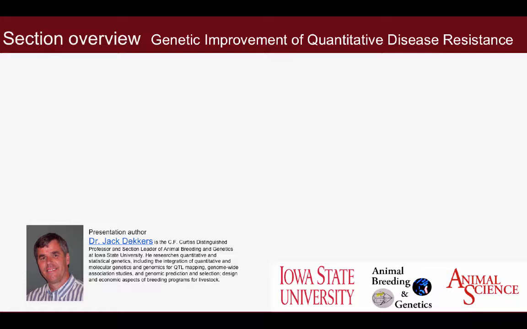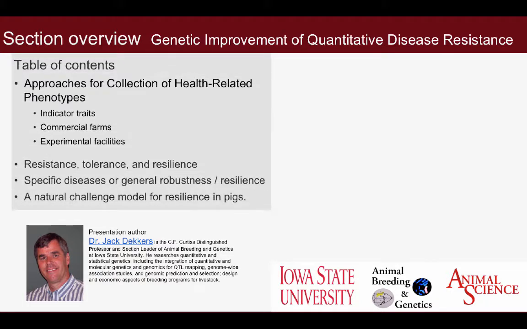as by environmental factors. In this module, I will discuss approaches for the collection of phenotypes that can be used to select for disease resistance. I'll discuss the concepts of resistance, tolerance, and resilience. I'll discuss whether selections should be for specific diseases or for general robustness or resilience. And I'll present a natural challenge model that has been established to identify the genetic basis of resilience in pigs.